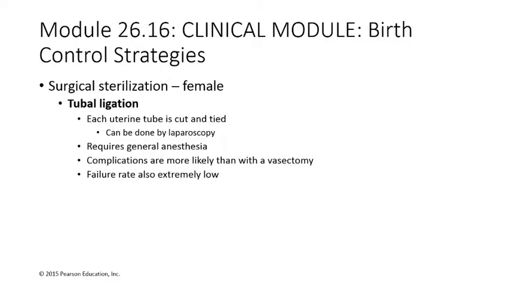There's also tubal ligation available for females. It's similar in that the uterine tubes are cut and tied. This is going to be done laparoscopically. It's oftentimes done after a childbirth when a family decides they've had their last child. It does require anesthesia, whereas the vasectomy is an outpatient procedure with just local.